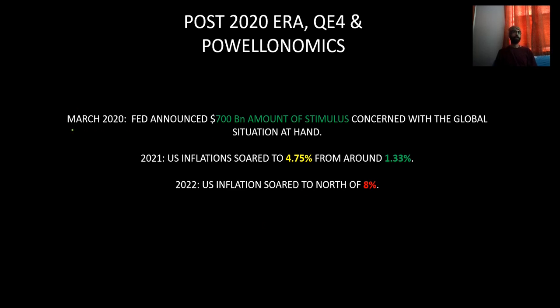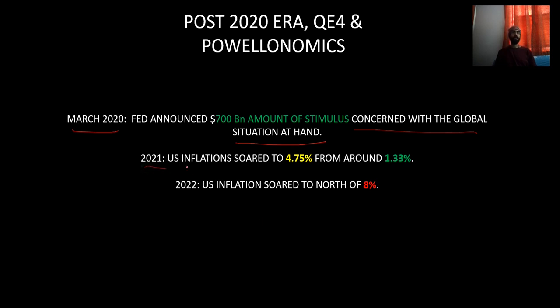March 2020, the world scenario, we all know what came around at that time. In March 2020, the Fed announced 700 billion in stimulus, concerned with the global situation at hand. Everything had closed down. There were lockdowns being discussed across the globe. And the Fed thought it was necessary to push the system by giving an excess amount of stimulus. So they decided to give a stimulus worth $700 billion during that time.